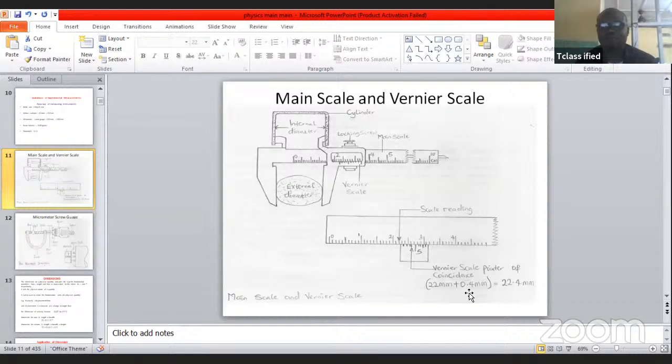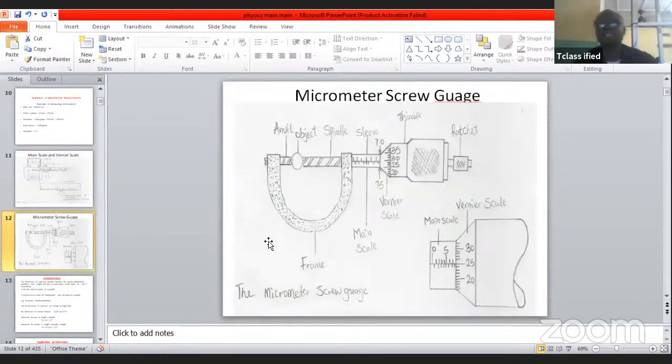You can see it is at four. That's why you have 0.4. So if you say 22 millimeter plus 0.4 millimeter, it gives us 22.4. So that is how you take a vernier caliper scale. Very, very important.